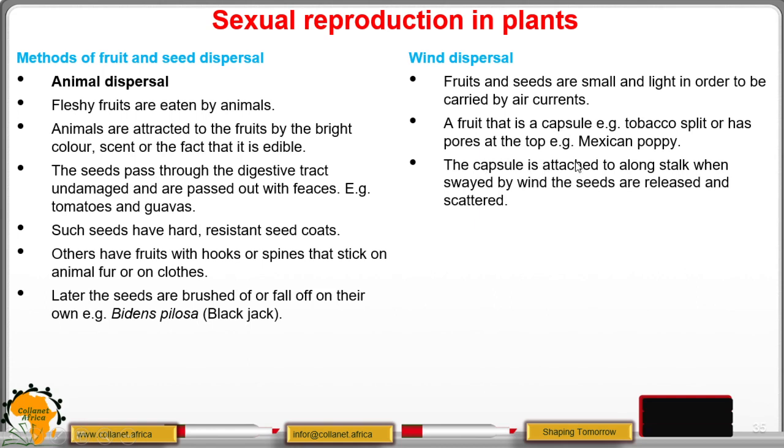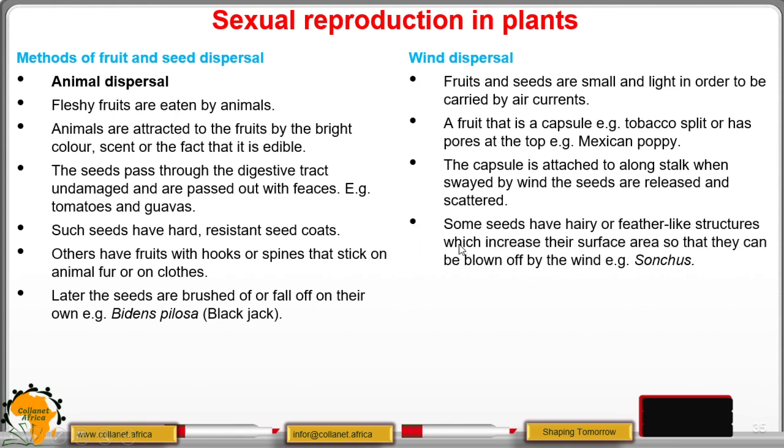The capsule is attached to a long stalk, such that when the stalk is swayed or swept by the wind, the seeds are released and then distributed. So they have been dispersed away from the parent plant. Some seeds also have hairs or feather-like structures, which increase the surface area to be easily blown off by the wind.